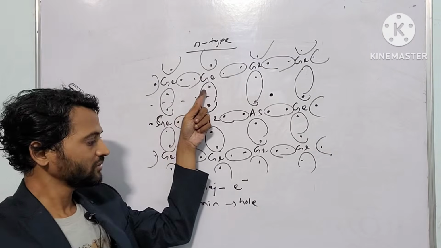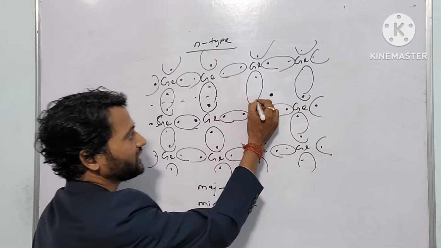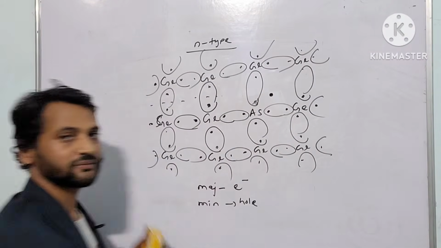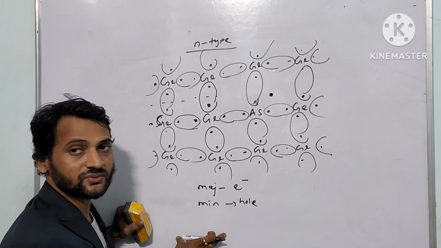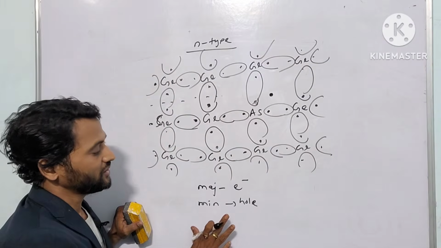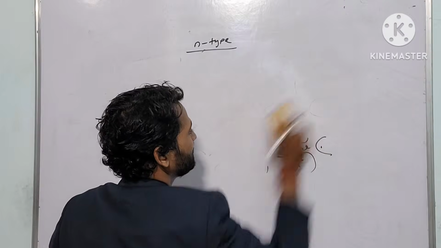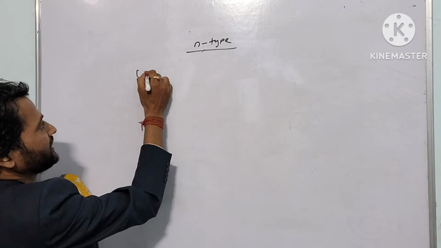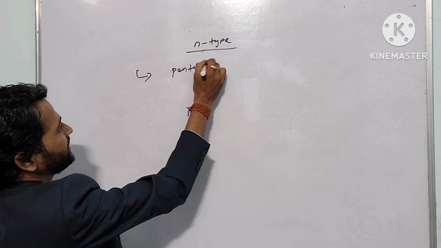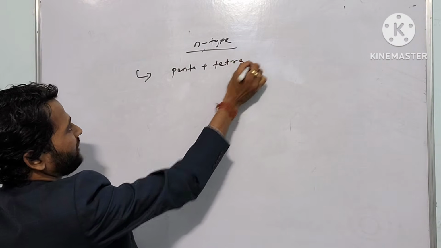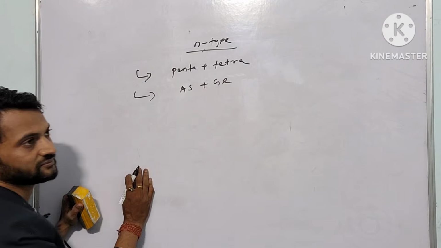The number of electrons will equal the number of holes that will be generated. But due to the impurities, some additional electron will be there. So matlab we'll find out majority charge carrier as electron, minority charge carrier as hole. Is it clear? So that means in case of N-type semiconductor, what you conclude, the first point is pentavalent atom is doped with tetravalent atom. It is point number 1, right? Example like arsenic plus germanium.